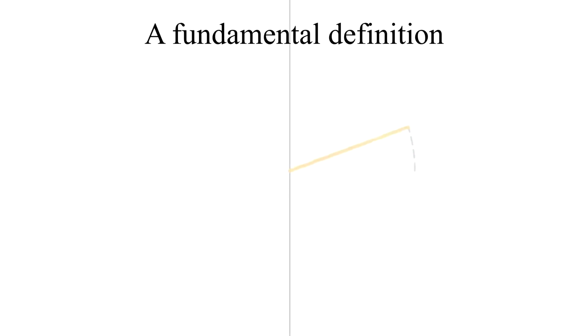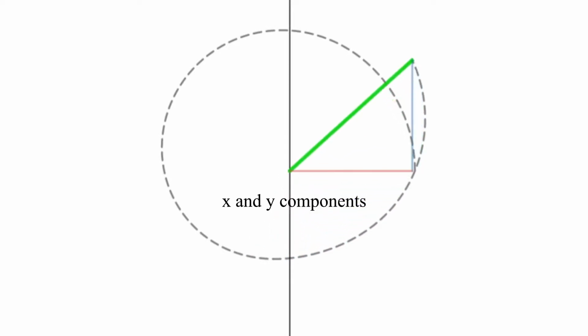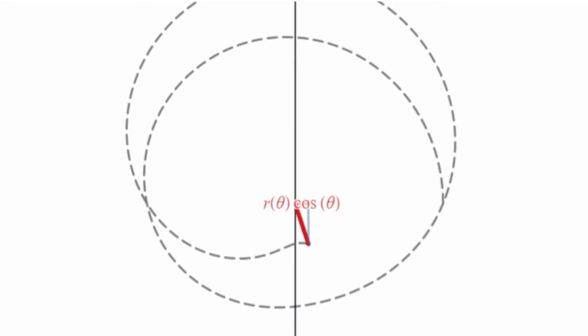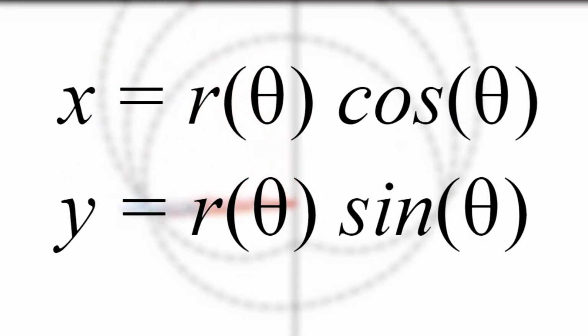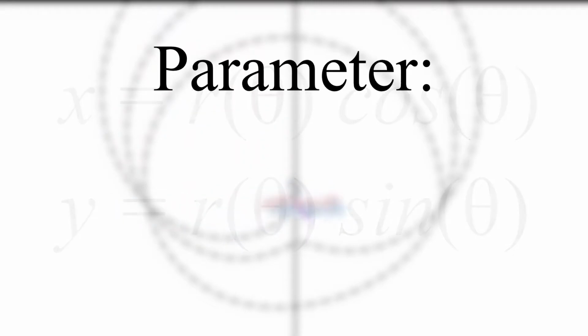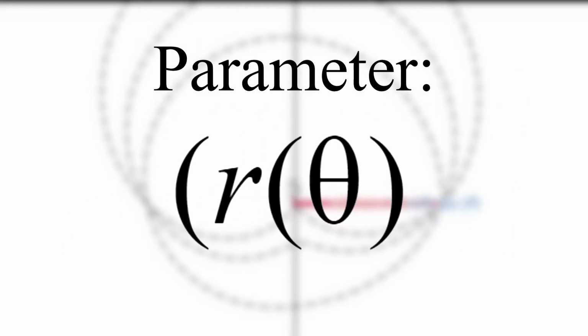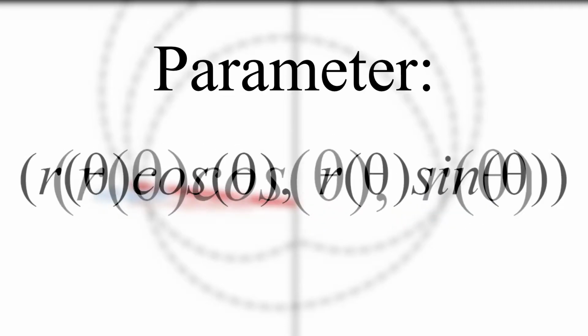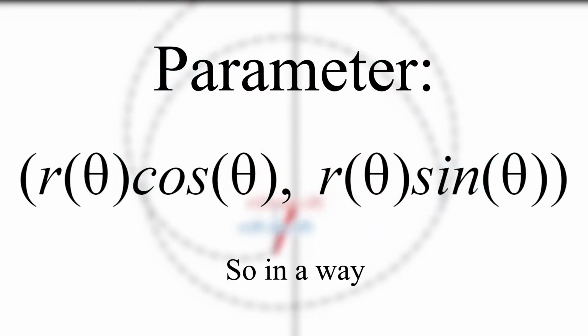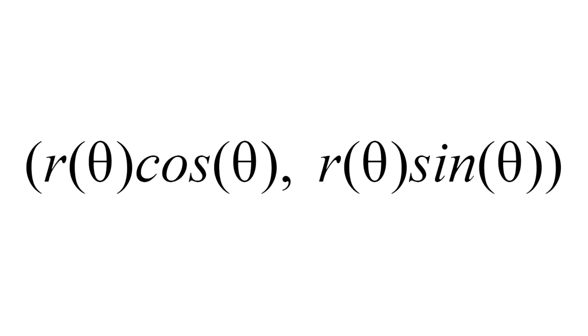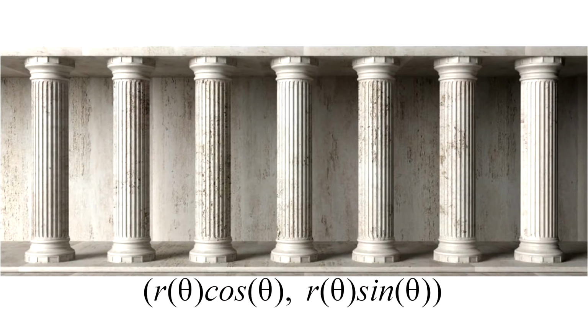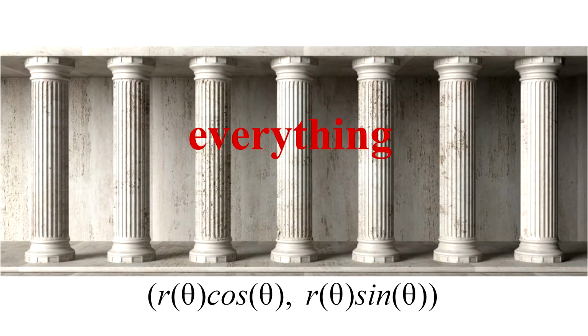A fundamental definition of its coordinate system is that any radius with an angle can be split into its x and y components, which are r of theta cosine theta and r of theta sine theta. Because these are expressions of x and y, they can be conjoined into the parameter of r of theta cosine theta, comma, r of theta sine theta. So in a way, we are still standing in parameter territory. Kinda. But this parameter here will be the foundation of everything that is derived in this episode.